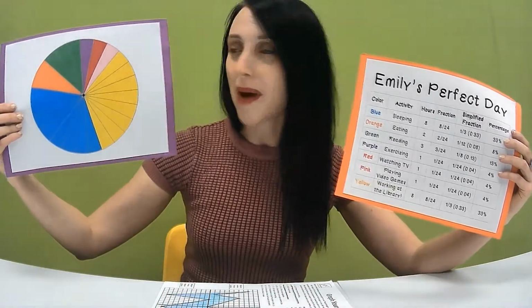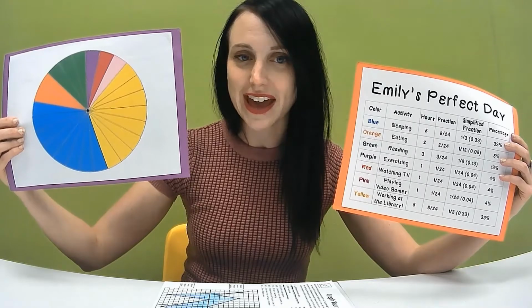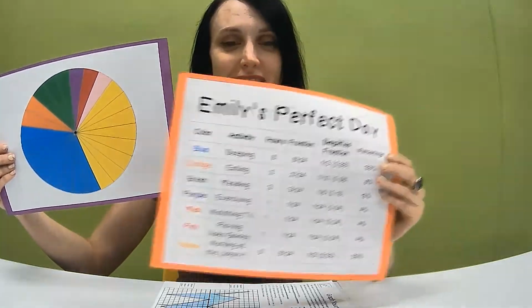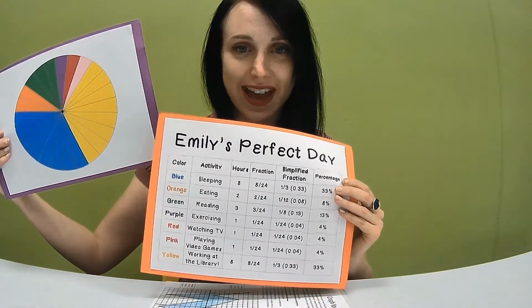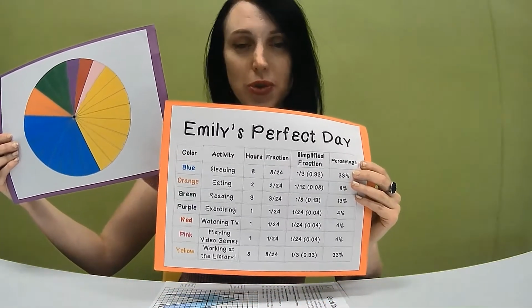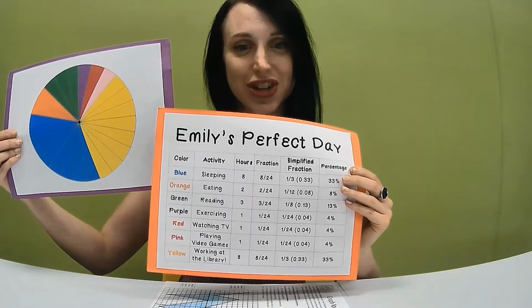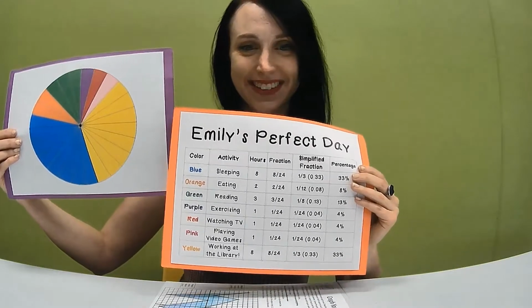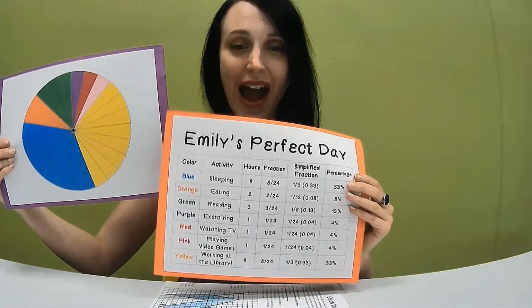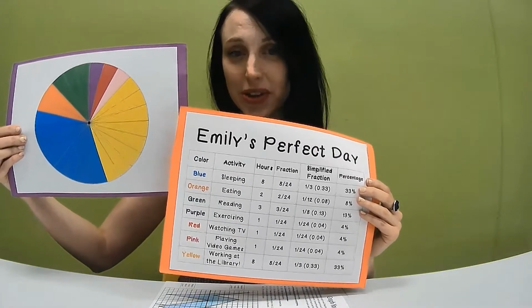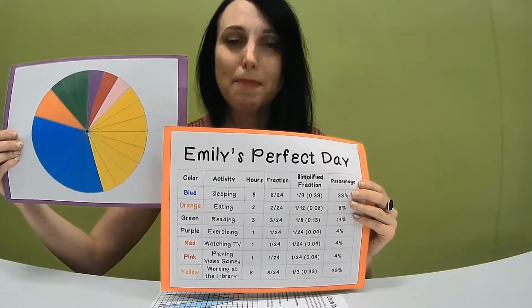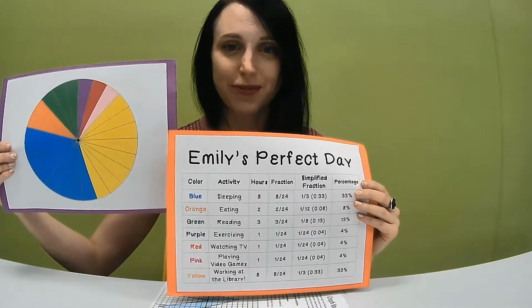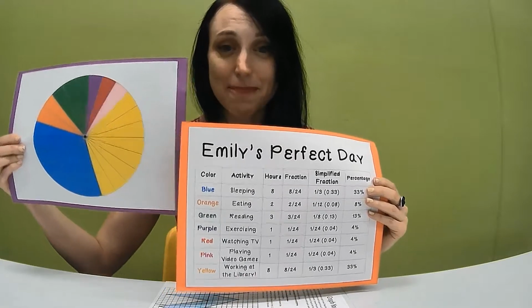As you can see, the pie chart has 24 sections in it, one for each hour in a full day, and my chart has a list of the activities I would choose to fill my perfect day and how many of those 24 hours I would spend doing each activity. So we're going to be dealing with fractions, maybe get into a little bit of decimals and percentages for this. You can customize it based on your comfort level with the different types of math. But we'll get into more of this one soon.